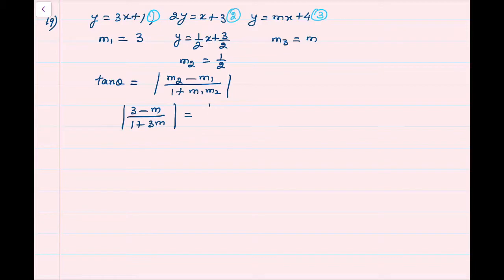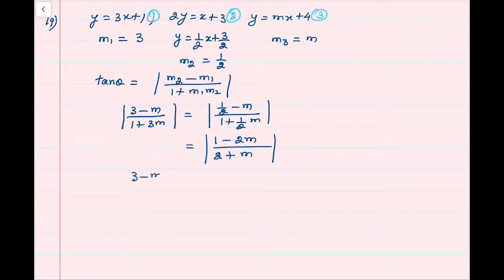is equal to angle between second and the third. If angles are equal, tan of those angles are also equal. Half minus m divided by 1 plus half m. We will simplify the right hand side by taking LCM. 1 minus 2m divided by 2 plus m. LCMs will get cancelled. We will remove the absolute value sign by writing plus or minus sign.